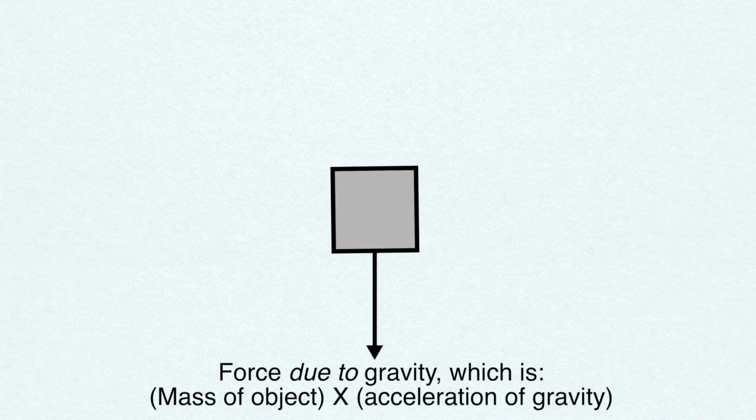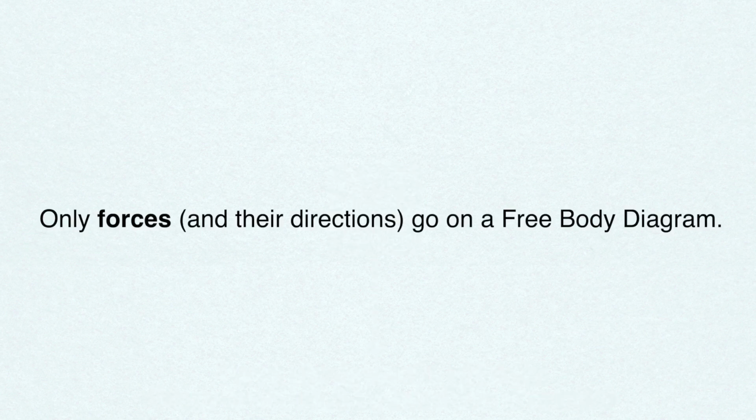The only thing you really have to keep in mind is that forces are the only thing that go on a free body diagram. So when you're given the mass of an object, the mass is not a force, even if it's measured in pounds, because remember, there's pounds of mass and pounds of force. So if you're given the mass of an object, it's not a force. You can also label what direction they're going, but for the most part, forces are the only thing that go on a free body diagram.